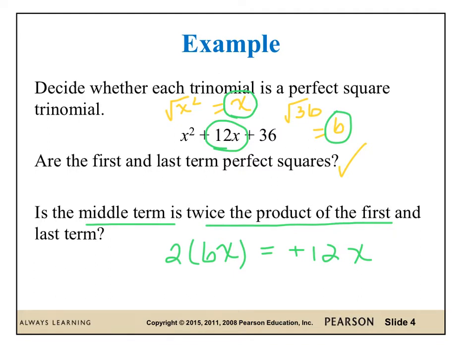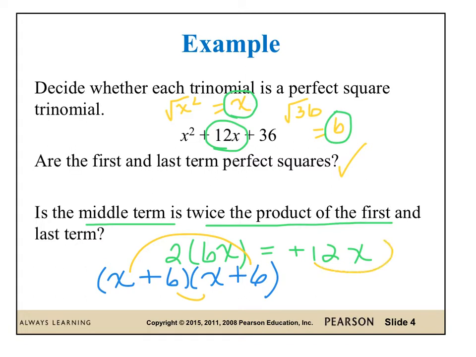So now that we do know that, the way to factor this perfect square trinomial is to take the square root of the first term, which is x, and the square root of your last term, which is 6, and because the middle term is positive, then our plus 6x and plus 6x will give us our required 12x.